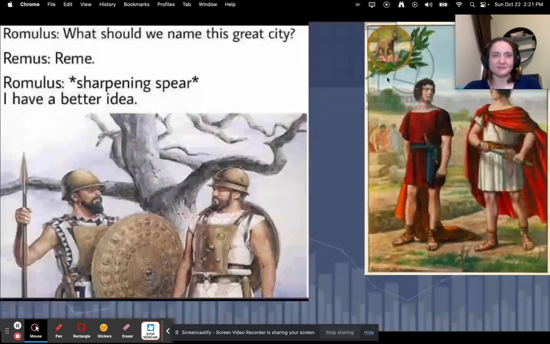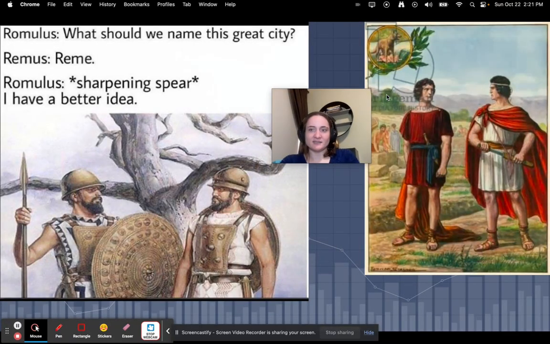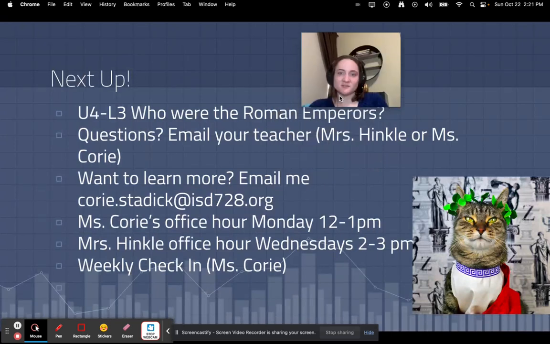Yeah, it's interesting. And here's some artist rendition of Romulus being like, "No, I don't like you. I'm going to stab you." That's how the mythological story goes.